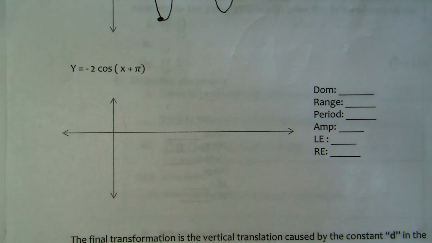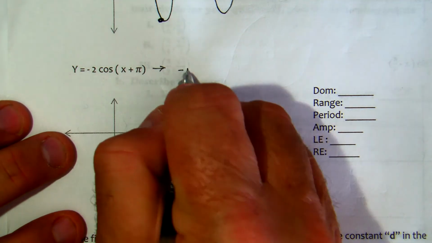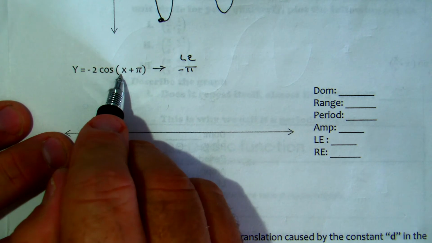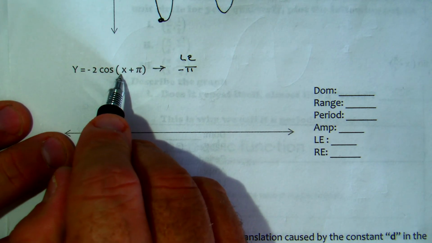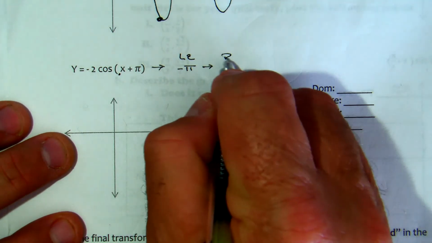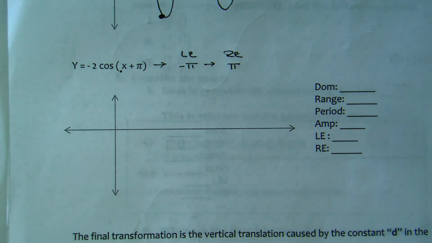All right, negative 2 cosine of x plus pi. Left end point is going to be negative pi. Period, since there's no coefficient, is 2 pi, because 2 pi divided by 1 is 2 pi. Add 2 pi to negative pi, and we have positive pi, so that's our right end point.